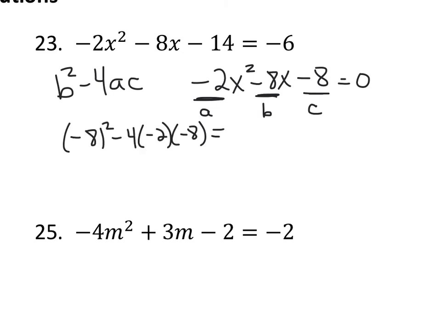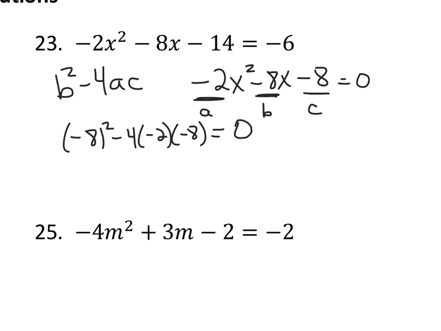All right, so I have negative 8 squared minus 4 times a negative 2 times a negative 8. And see how I have everything in parentheses? If you're going to put this in your calculator straight in, then you need to make sure that you use parentheses. If not, you're going to get the wrong number.